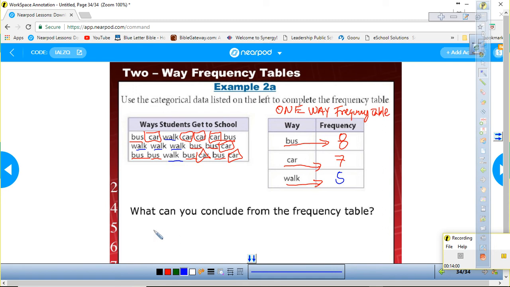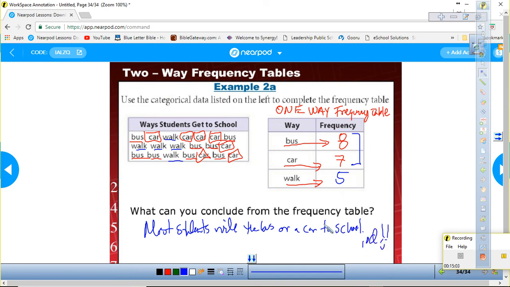Okay, eight students take the bus, or the majority of the students take the bus. Yes? Or the majority of the students ride to school. Does that make sense? That's how we summarize this data. So I'll just write: most students ride the bus or a car to school. Thank you. That's what we call summarizing data.